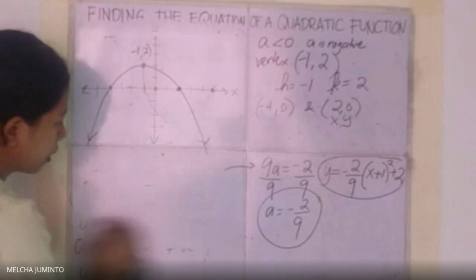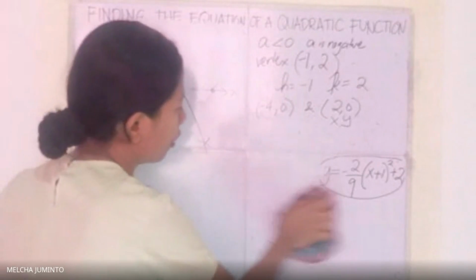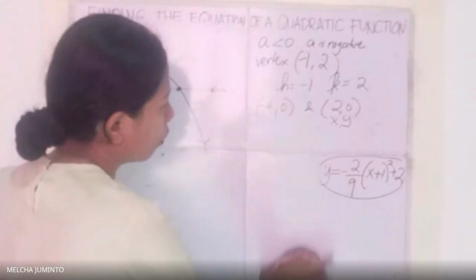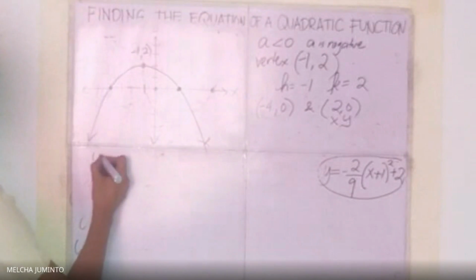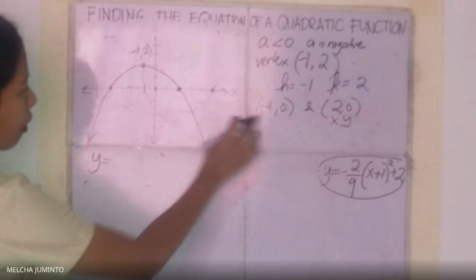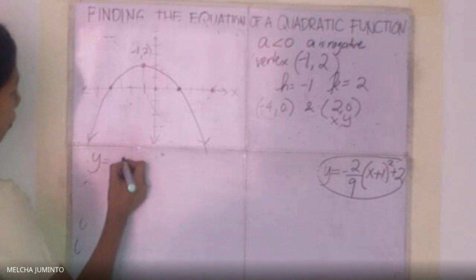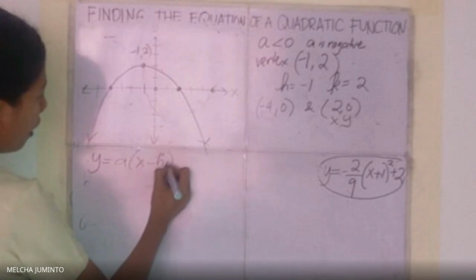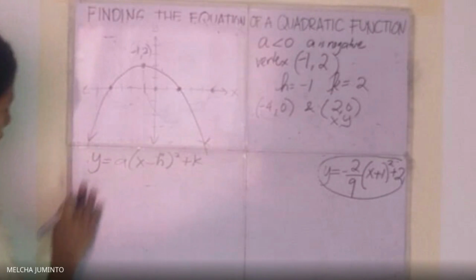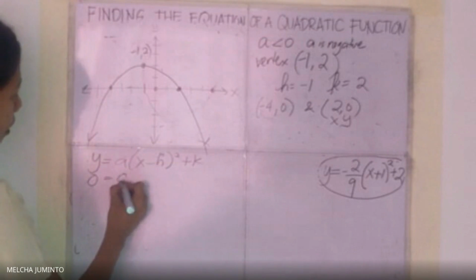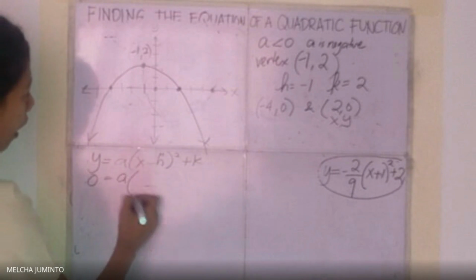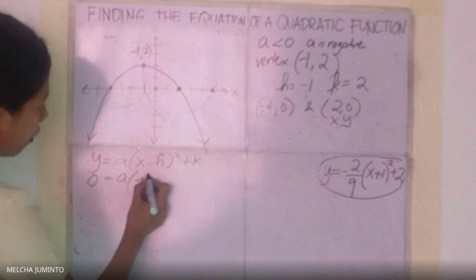Let's see if we will get the same equation. It should be the same equation: y equals negative 2 over 9 times the quantity x plus 1 squared plus 2. Let's say we use the negative 4, 0. Same quadratic vertex form here. So y is still 0. a is still a. We have to solve for a. x now is negative 4.